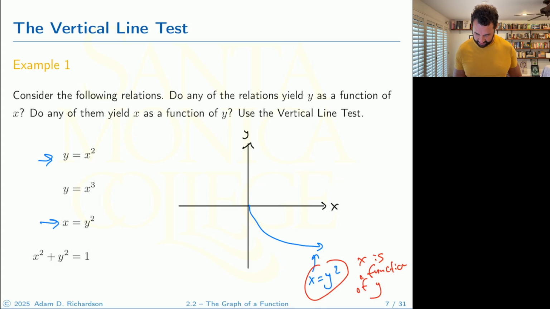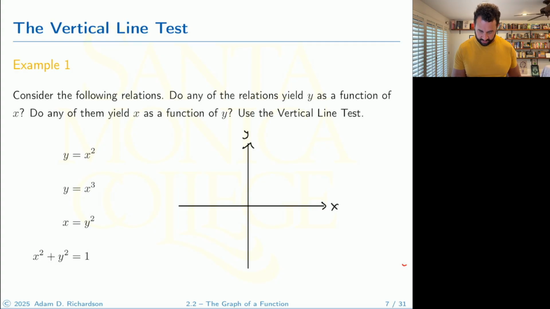Let me erase all of these. Let's do y equals x cubed. So we're going to shift over to this one. This is another one of those graphs that you want to have memorized. We're going to look at much better, computer-drawn versions of these graphs in just a minute. But this is what it looks like, a bit like that.